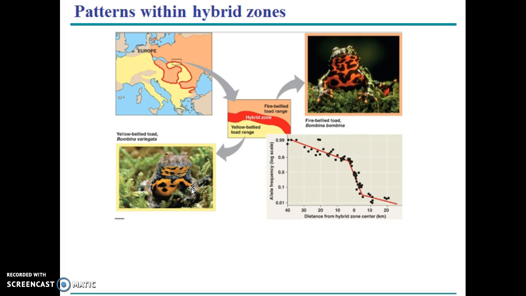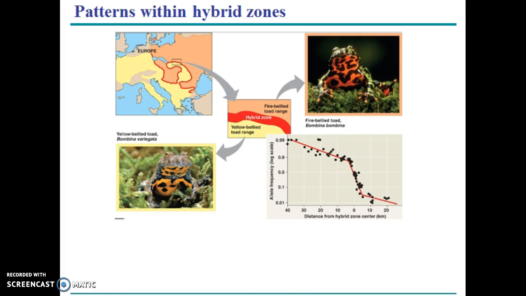For an example of hybrid zones, we're going to be looking at toads. There's the yellow-bellied toads and then the fire-bellied toads. The yellow-bellied occupy this yellow zone on the map, and the fire-bellied occupy the red zone on the map. The deep red line indicates where there's a hybrid zone, or an overlap where both of these toads exist.